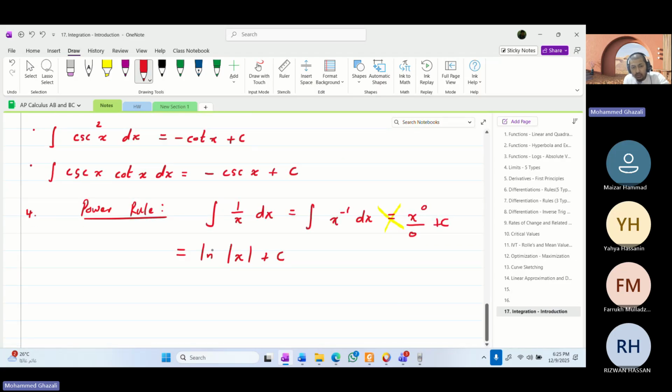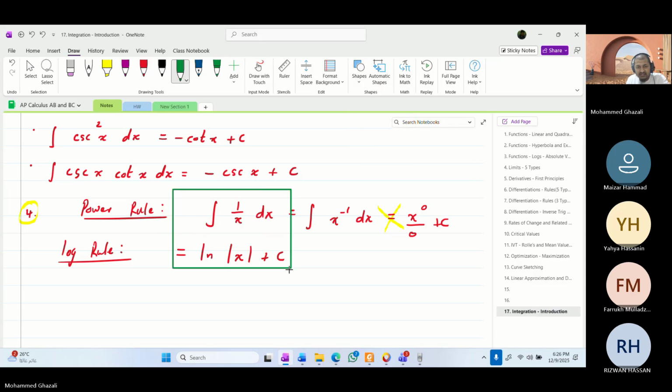So in other words, what's the derivative of ln x? 1 over x. What's the integral of 1 over x? Ln x plus c. Are we good, guys? You understood that? So power rule fails. So what rule is this now? This is the log rule, in other words, the natural log rule. That's what number 4 is. Not the power rule, the natural log rule. So what did we learn from here? That the integral of 1 over x dx is this. Are we good?